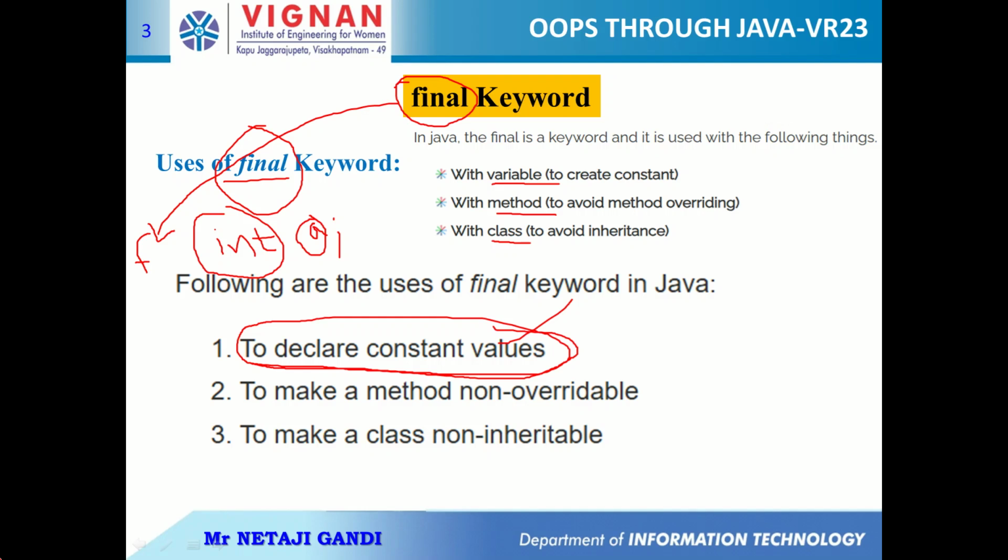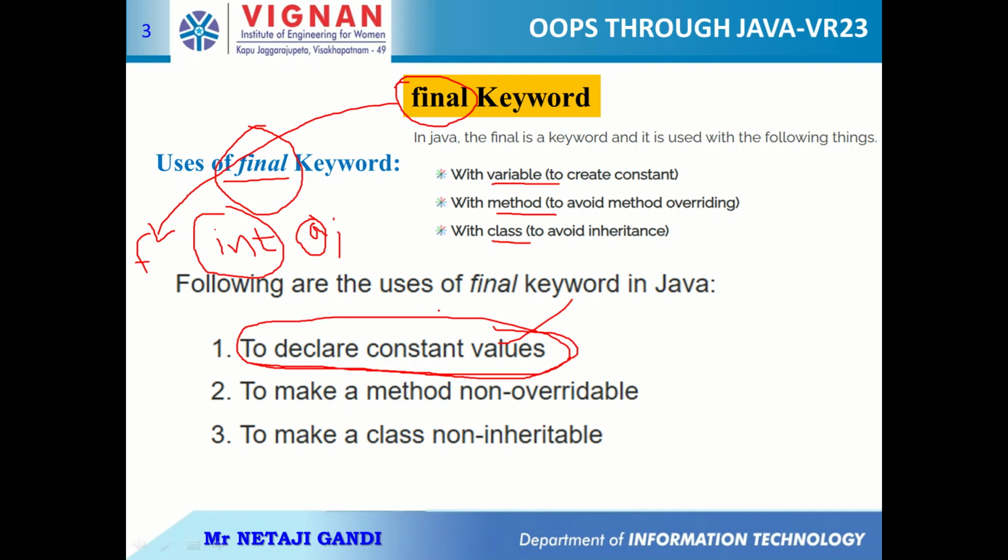Can anyone please tell me what the types of polymorphism are? Two types of polymorphism are there. What are the two types? Exactly, static polymorphism and dynamic polymorphism. Static polymorphism is also called compile time polymorphism. Compile time polymorphism is implemented based on function overloading or method overloading. Dynamic polymorphism is implemented by using method overriding.